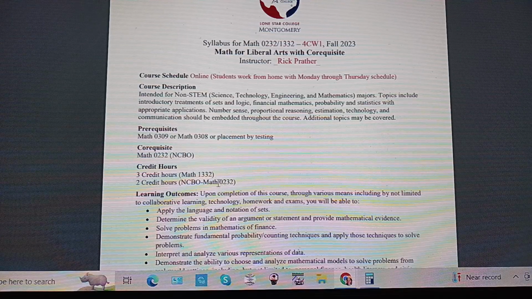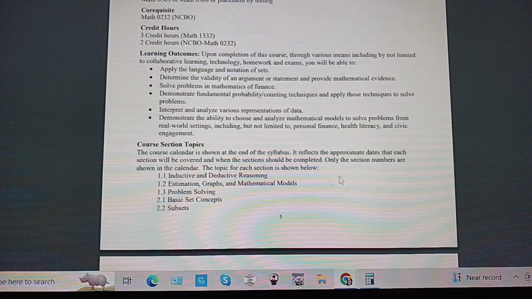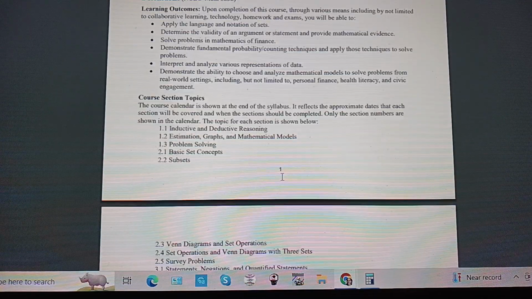The 1332 class is a 3-credit class, and then the 0232 class is a 2-credit class. So you'll get 5 total credits for this double class. There's a list of sections that we cover in the textbook and in the homework. And there's a video for each homework assignment.